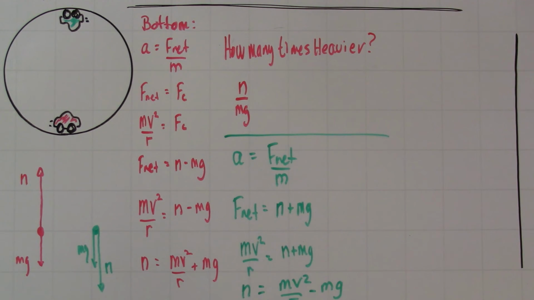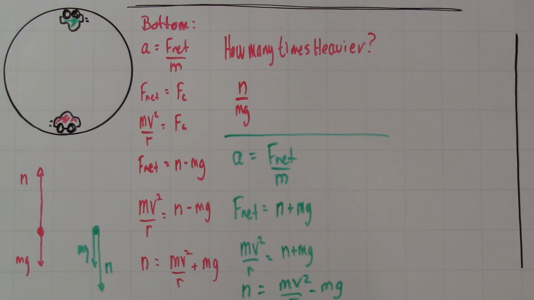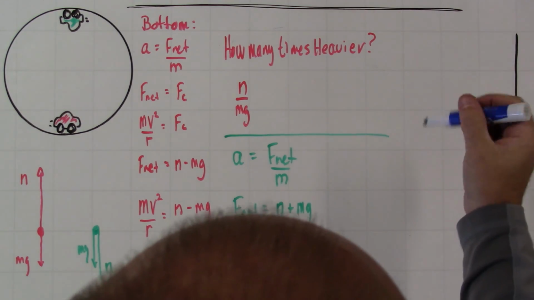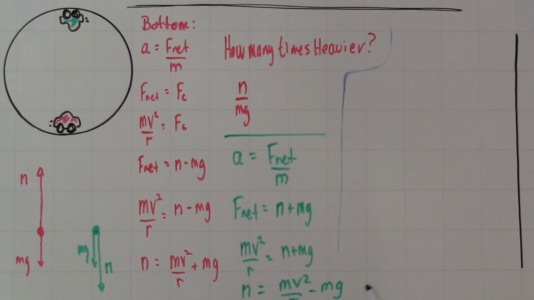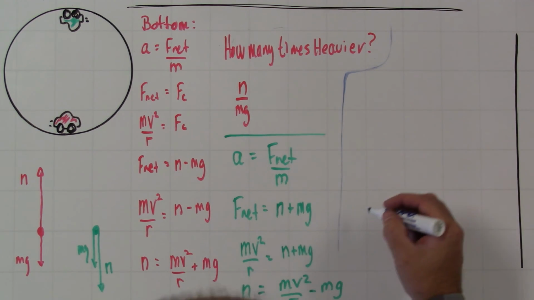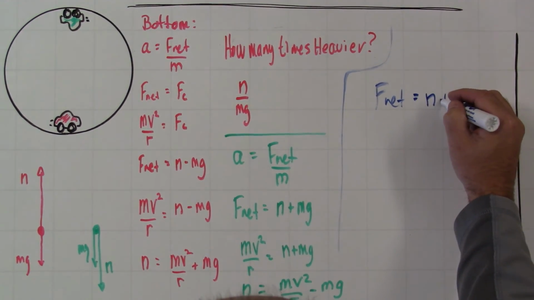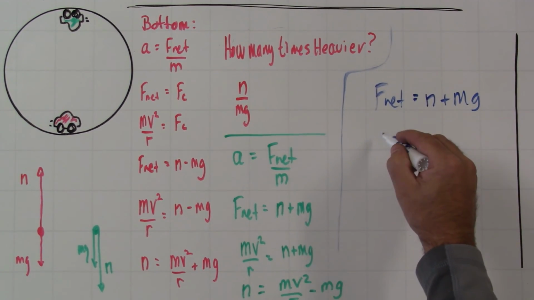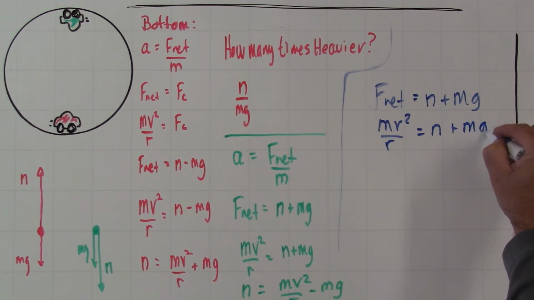The last question, and the real question, is what is the minimum speed that the rider could go and still stay on there? Well, to do the minimum speed, what we can do is we can start with the same conceptual framework that we used for how does he feel going through the top of the loop. If I use the same conceptual framework here, the net force is equal to N plus mg. So mv squared over r is equal to N plus mg.